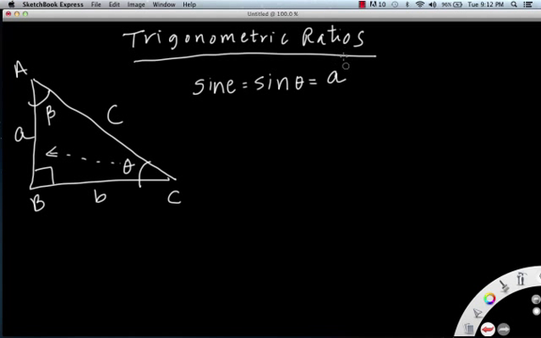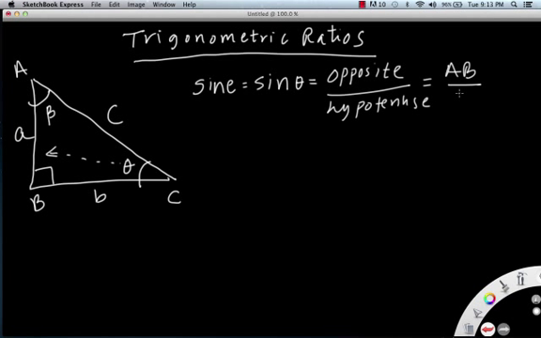Actually, let's write it down in a little more detail. So let's call it opposite side divided by hypotenuse, which is equal to AB by the hypotenuse AC, which is equal to A by C. So the sine of an angle is opposite by hypotenuse. In this case it happens to be A by C. So this AC is the hypotenuse.